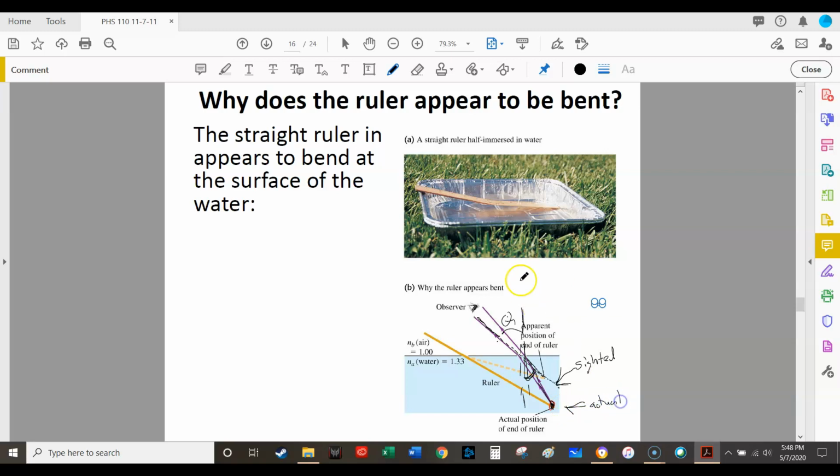The weird thing is, when the ruler comes in, we know it's actually going in a straight line to what it was before. So the tip of the actual ruler is down here in the water, but the sighted part of the ruler appears to be above where the actual ruler is. So it looks like it's bending up towards the surface, which is kind of crazy.